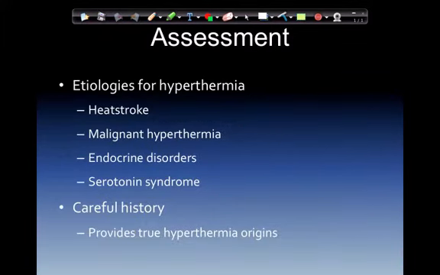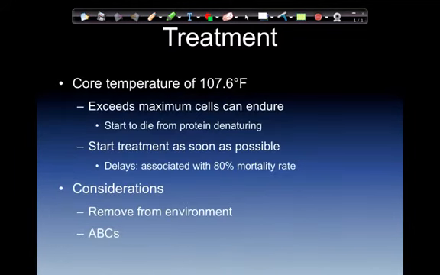Assessment. Etiologies for hyperthermia, the things that cause it: heat stroke, malignant hyperthermia, endocrine disorders like hyperthyroidism, and then serotonin syndrome. Drug overdose is probably our easiest pathway there, but anybody who takes serotonin-based medications could possibly find themselves in this category. Take a careful history to determine true hyperthermia origins or figure out what got them there.